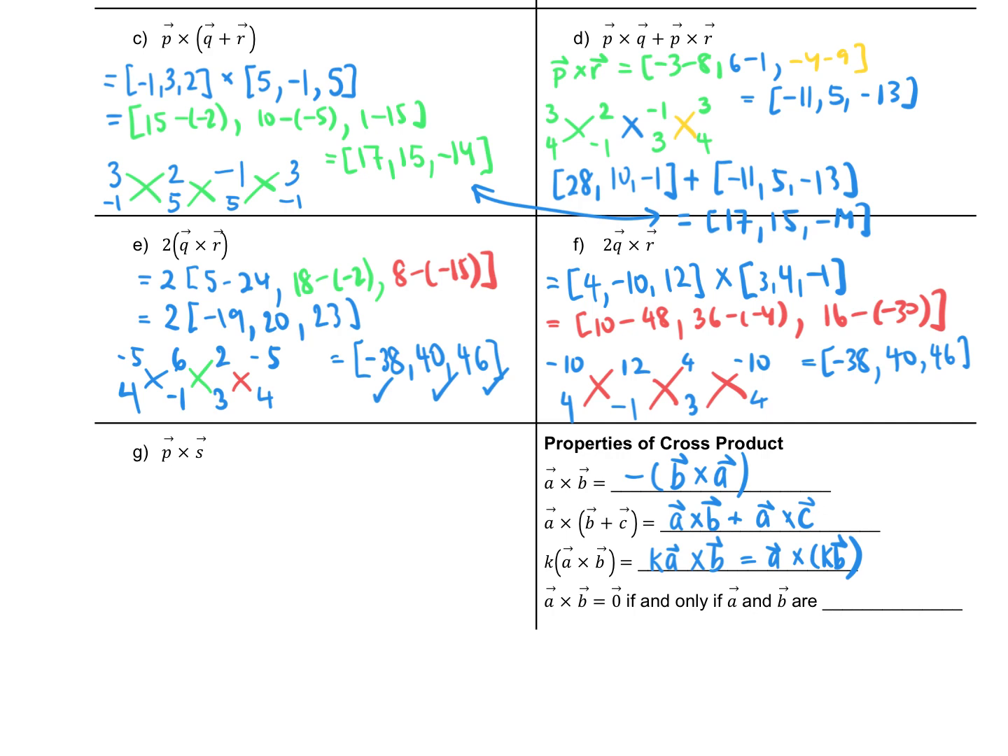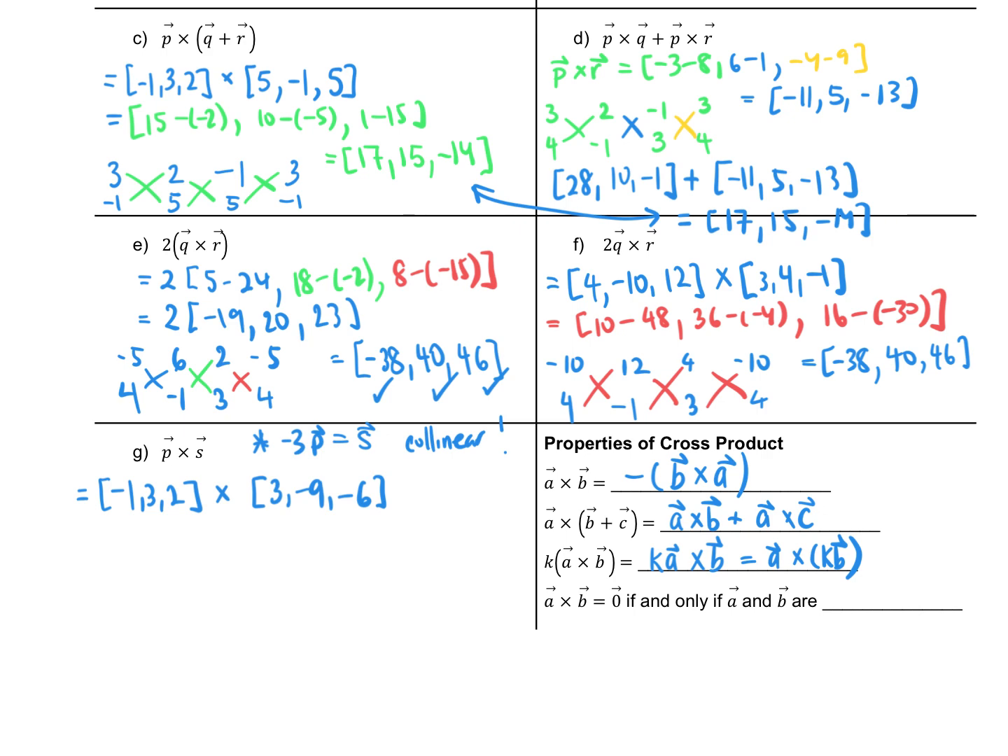Finally, let's take the cross product between vector p and s. I'm just going to start off by writing those vectors since they're up at the top. Vector p is negative 1, 3, and 2. And vector s is 3, negative 9, and negative 6. Now, if you look at p and s, they look like they're collinear vectors. If I take vector p and multiply it by negative 3, I end up getting vector s. So these vectors are collinear.